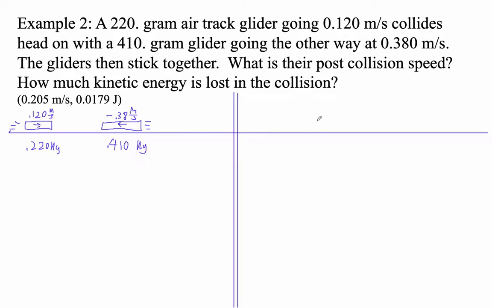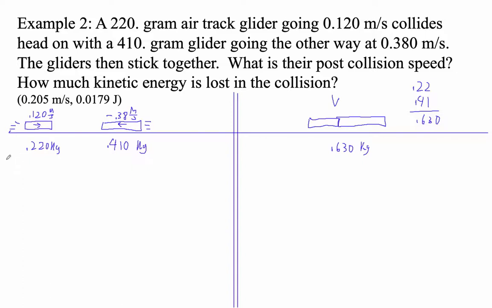Okay, and then afterwards, of course, they collide. And we've got a little bit of Velcro in there that helps them stick together. And they're going V, and the mass is going to be 0.22 plus 0.41, which is 0.630 kilograms. Now, there's no question this thing's going to be going to the left. This has more mass and more velocity, so it's definitely going to go to the left. But let's figure that out.